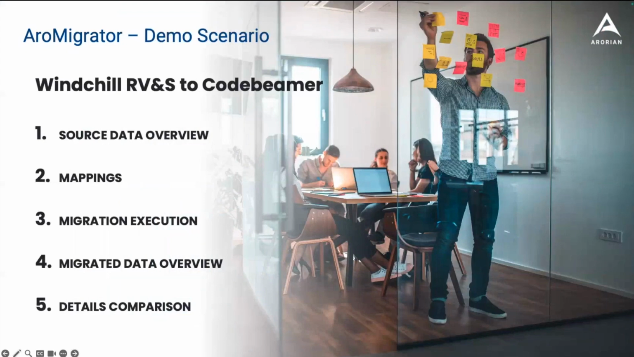I'm going to show you how the tool looks in action and how it works. The example would be a migration from Windchill RV&S to Codebeamer. Firstly, I will show the data in the source system in Windchill RV&S. Then we will switch to AroMigrator to show the predefined mappings. Then we'll execute the migration and compare the source and migrated data in RV&S and in Codebeamer.